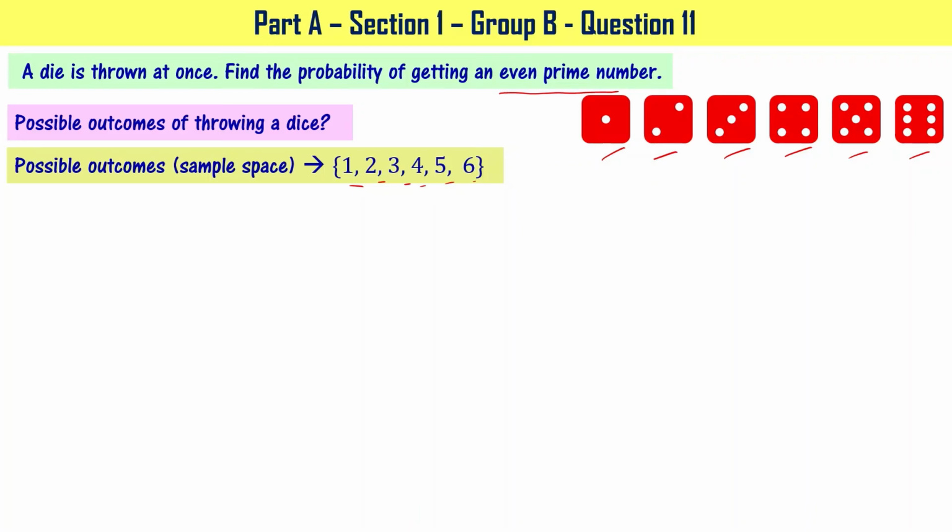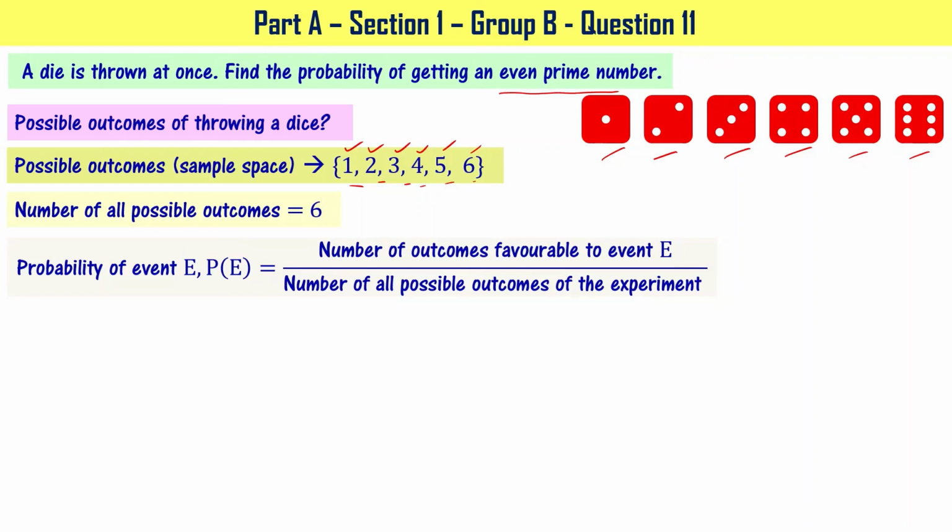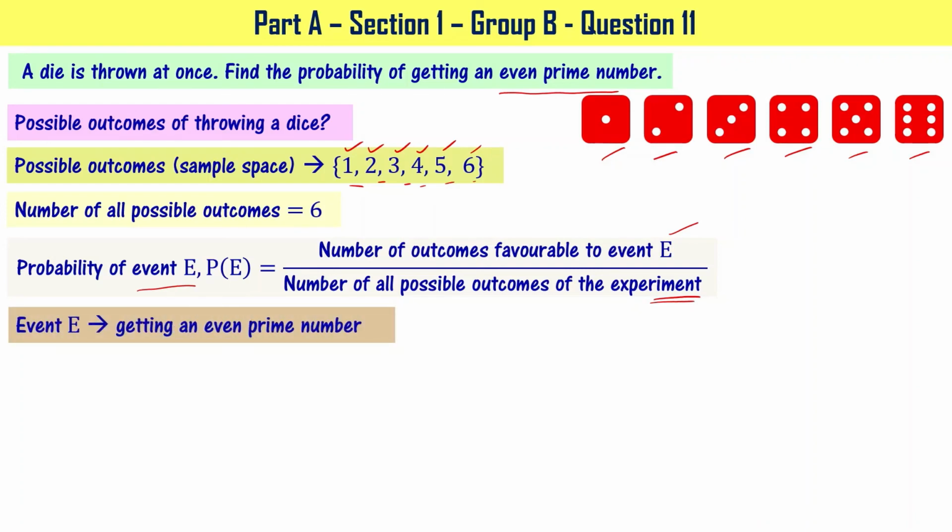So number of all possible outcomes now you can say 6. 1, 2, 3, 4, 5, 6. Number of all possible outcomes is 6. We know that probability of event E is defined as number of outcomes favorable to event E divided by number of all possible outcomes of the experiment. We have seen this. All possible outcomes of the experiment is 6, already known. Number of outcomes favorable to event E is something we have to find. For that, we have to say what is your event. The event here is getting an even prime number.